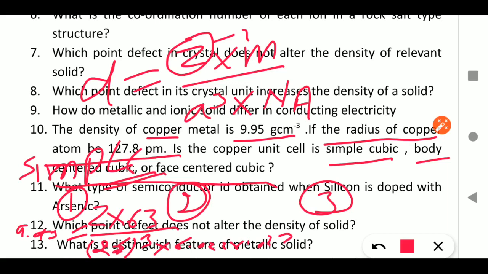But students, when you put the value of radius, that is 127.8, you will multiply it by 10 raised to the power minus 10 to convert it into centimeter. Okay, now you will find Z. So students, what did you do here?